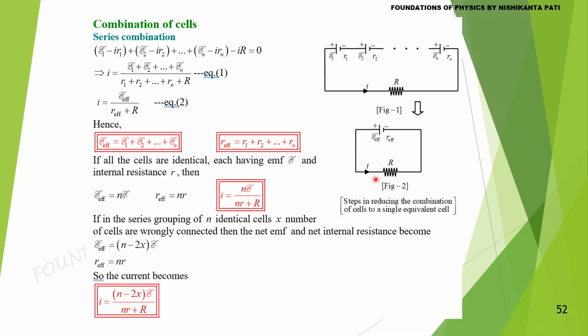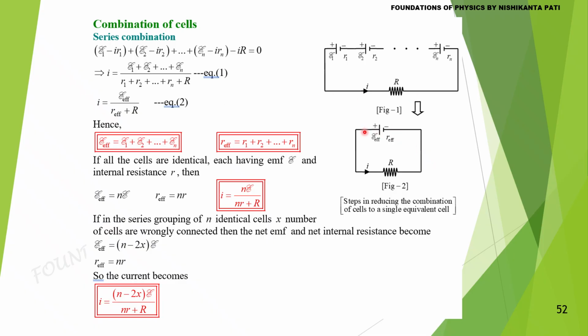Let I be the current flowing. Then by Kirchhoff's second law applied to this path, En minus IRn plus E2 minus IR2 plus E1 minus IR1 minus IR equals 0. Solving, I is (E1 plus E2 plus En) by (R1 plus R2 plus Rn plus R).